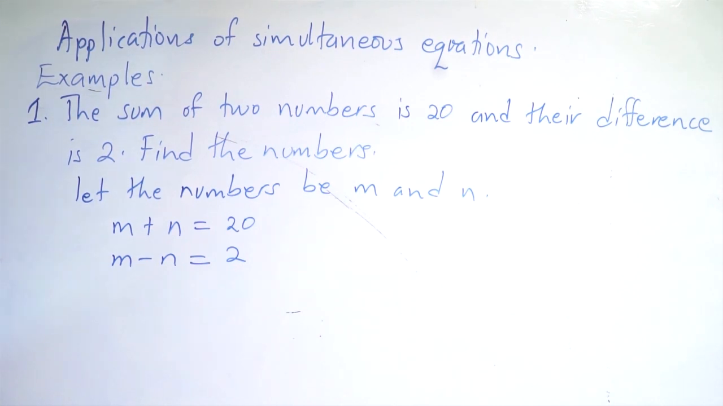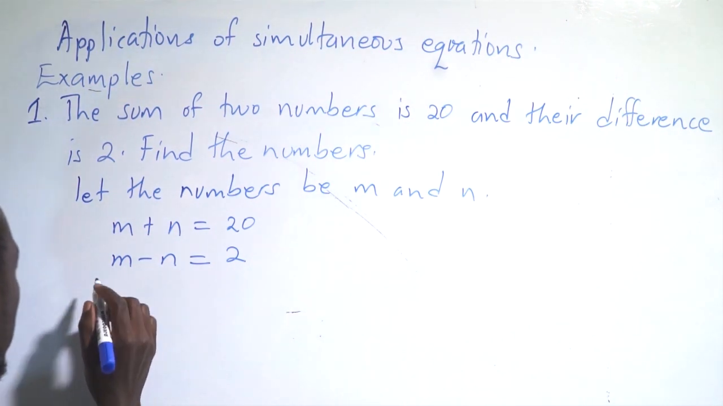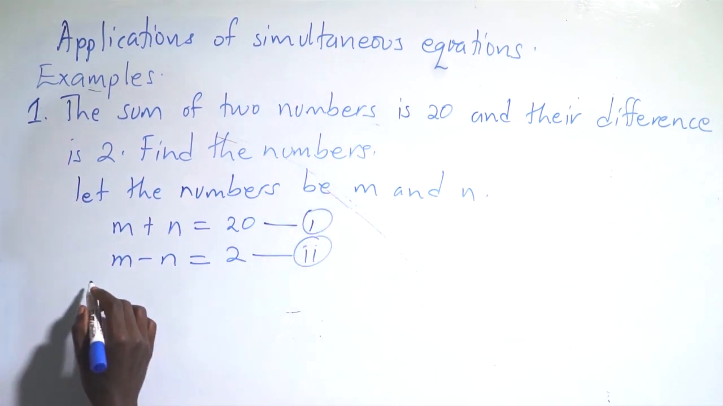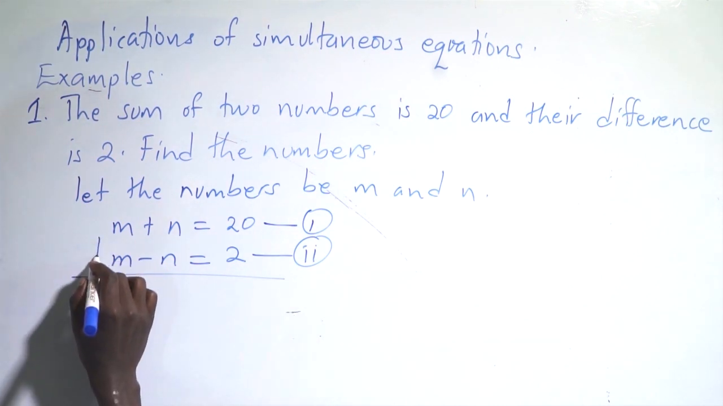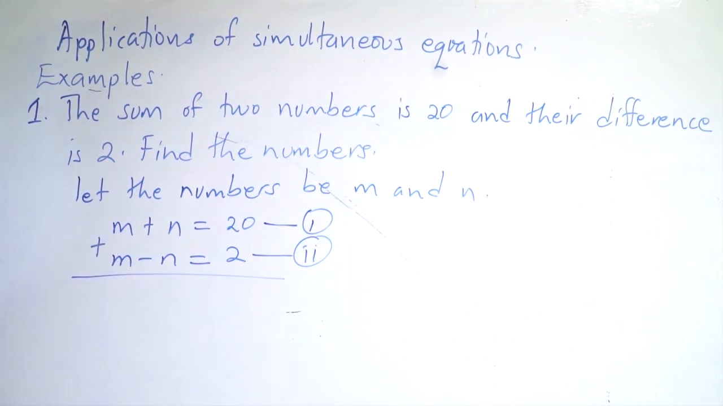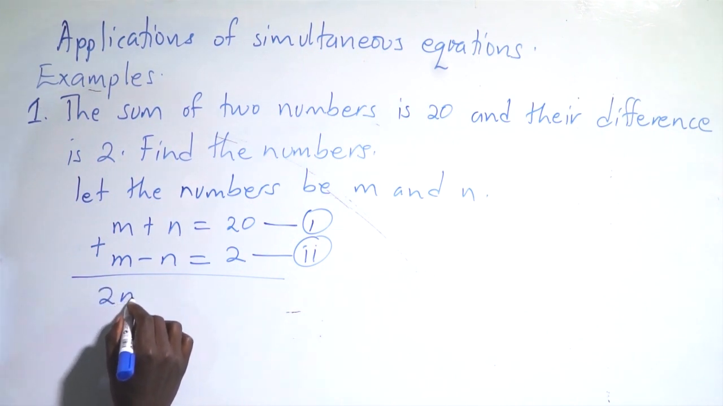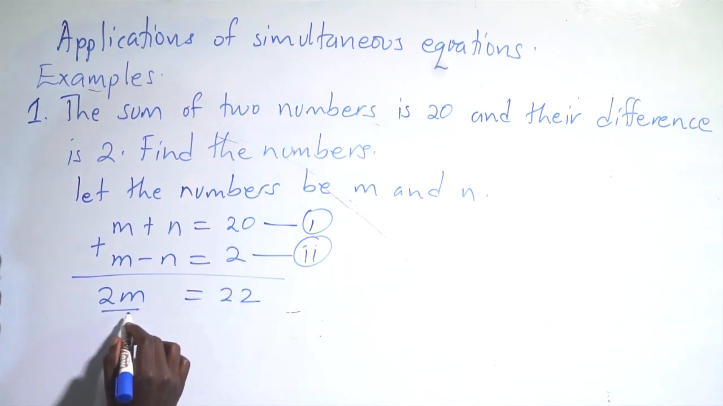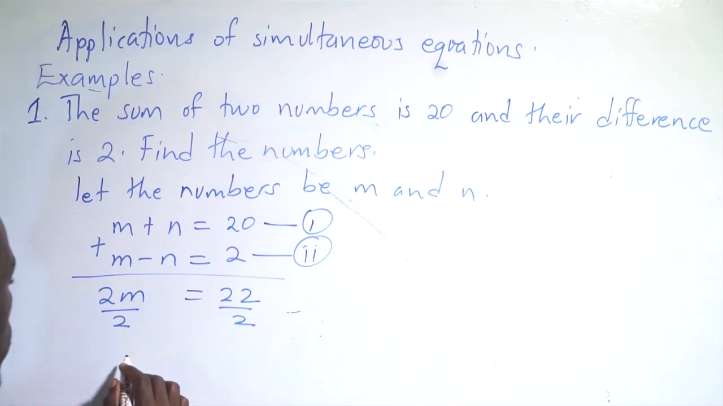So I'm going to solve those two simultaneously using the quickest possible method, that is the elimination method. Equation 1, then equation 2, then I can just add straight away. That is the 2m, and positive n plus negative n is 0n. When I add these two, they give me 22. I divide both sides by 2. I get m as 11.